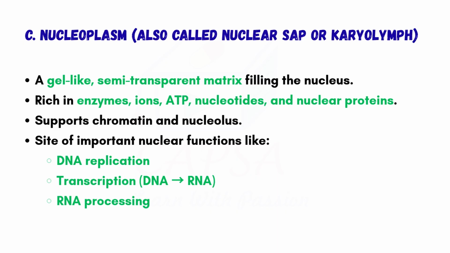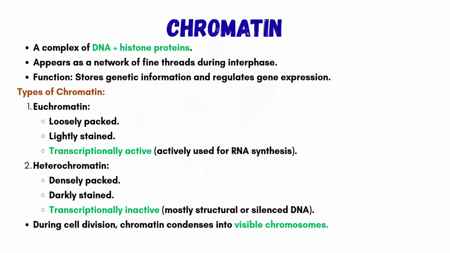Inside the nuclear envelope is a clear gel-like fluid called nucleoplasm, also referred to as karyolymph or nuclear sap. This fluid matrix contains enzymes, ions, nucleotides, and nuclear proteins, creating the ideal environment for DNA activities. Critical processes like DNA replication, transcription, and RNA processing all occur within this nucleoplasm.